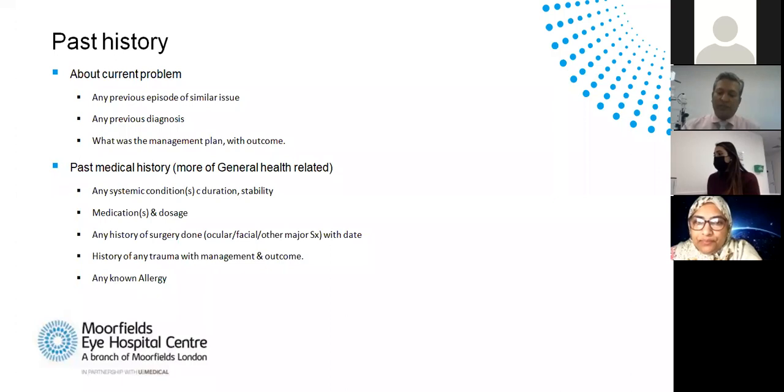But if someone has diabetes for a shorter duration, but it is very unstable, then the impact on other conditions will be much more profound. So that is why for any systemic condition, duration and stability are important. Also any medication they are taking regularly, with the doses, because some medications affect other parameters, or some medications cannot be put together. So we need to have that idea.